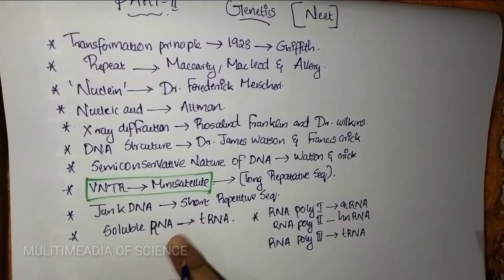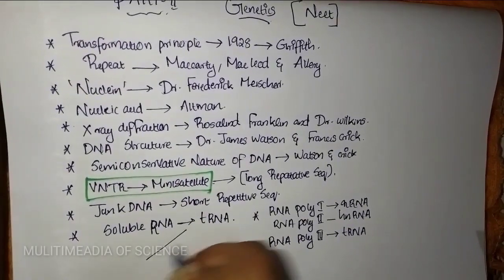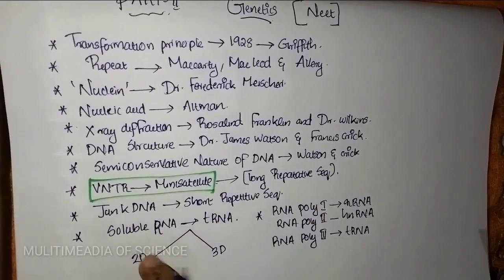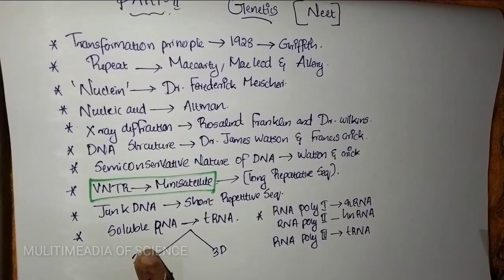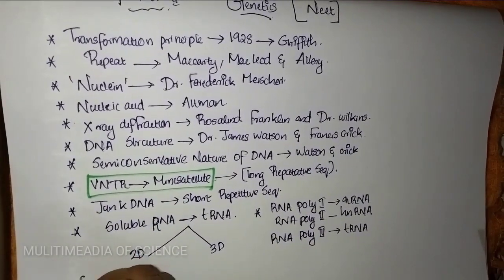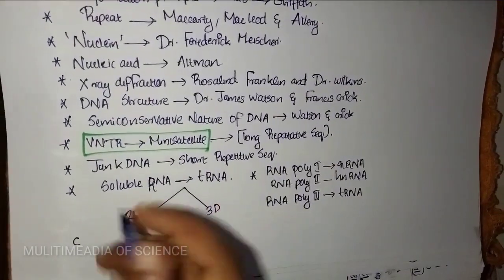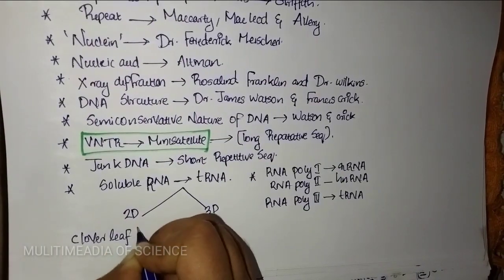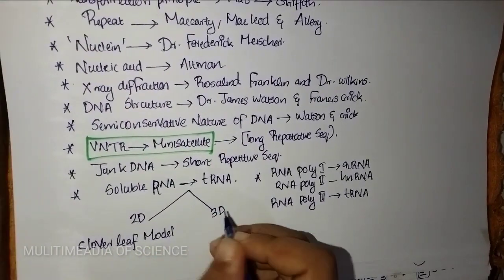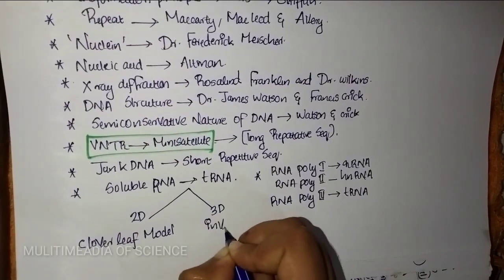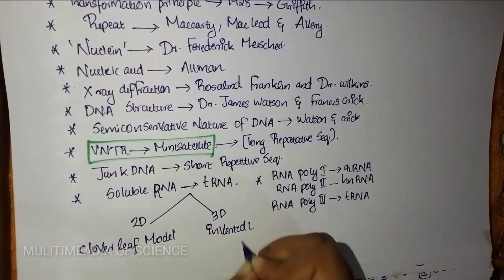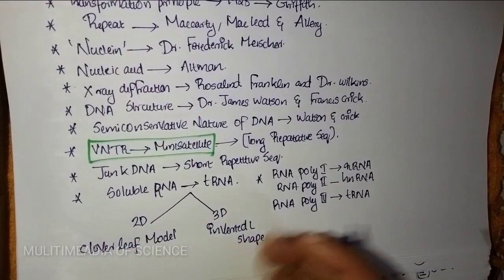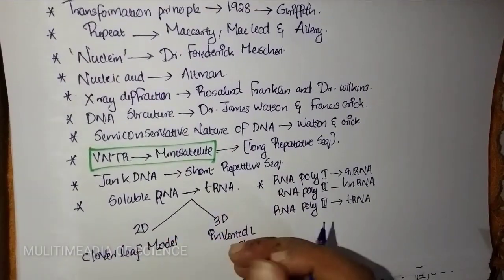I have already told that tRNA has two types of structure, 2D and 3D. The 2D shape of tRNA is the clover leaf model, and the 3D is the inverted L shape. These structures are given in the NCERT textbook, so go through that and it will be clear for you.